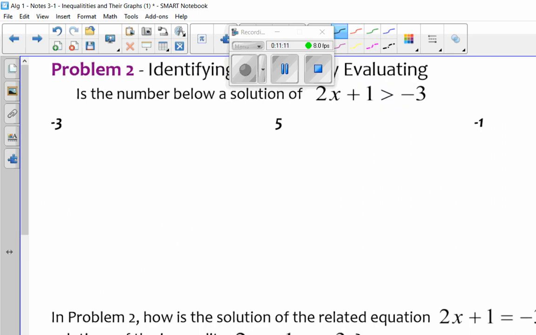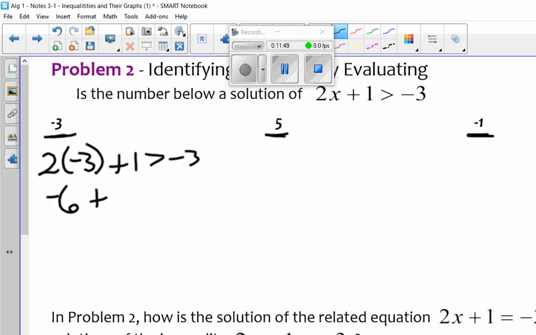On these particular ones, I'm given 3 values, and what I need to do is plug them in for x one at a time and solve it and see if that value makes the statement true or false. So every math question is true or false. True means it works. False means it doesn't work. I proved something was incorrect. So I'm going to take this negative 3. I'm going to plug it in for x in the inequality that they give me, and I'm just going to do some math. So 2 times negative 3 is a negative 6, plus 1 is greater than negative 3.